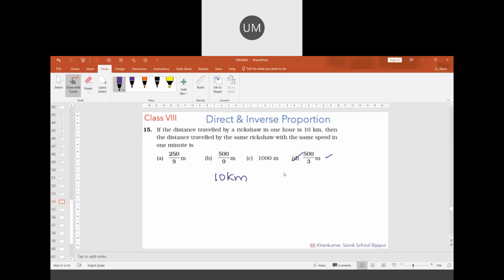10 kilometers, it is taking 60 minutes. 1 kilometer is equal to 1000 meters. For how many kilometers? It has to be covered in 1 minute. We have to calculate. So it's like 10 into 1 divided by 60.